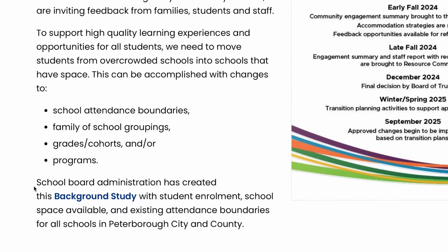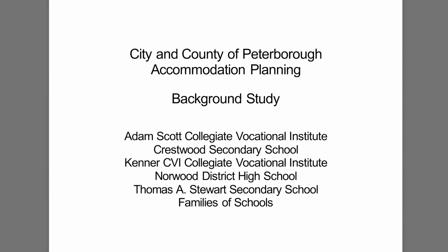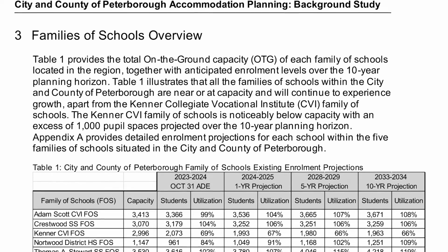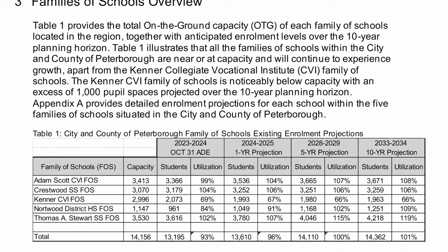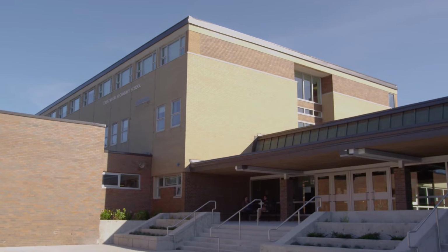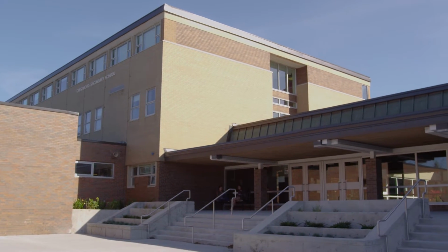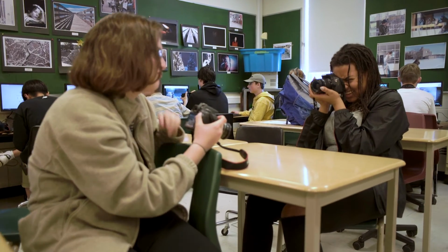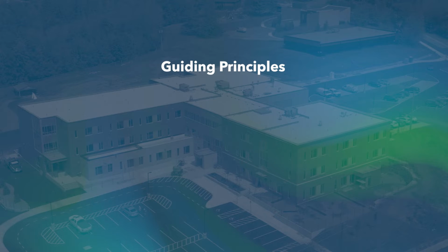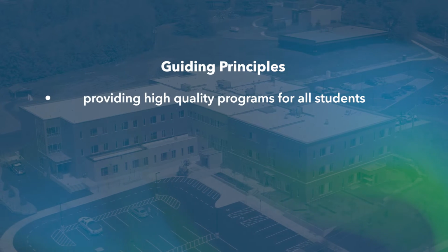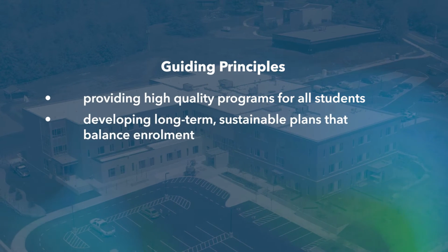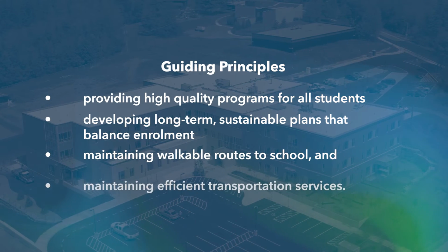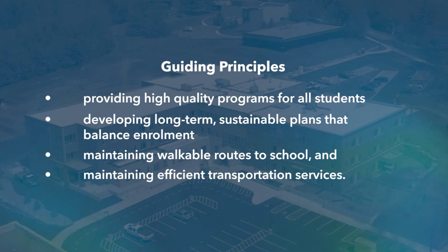We know that the situation for some schools is not sustainable and that changes are needed to address the current challenges. A number of possible strategies have been identified to manage student growth and balance the number of students at local schools. When evaluating solutions, we will be guided by the following principles: providing high-quality learning for all students, developing long-term sustainable plans, maintaining walkable routes to school, and streamlining transportation services.